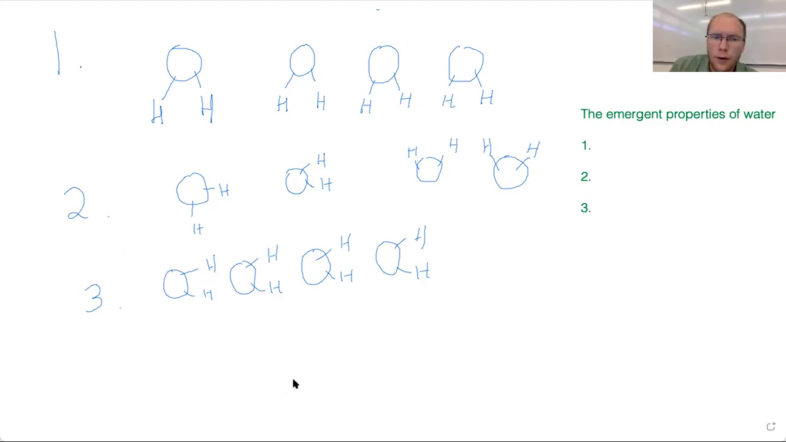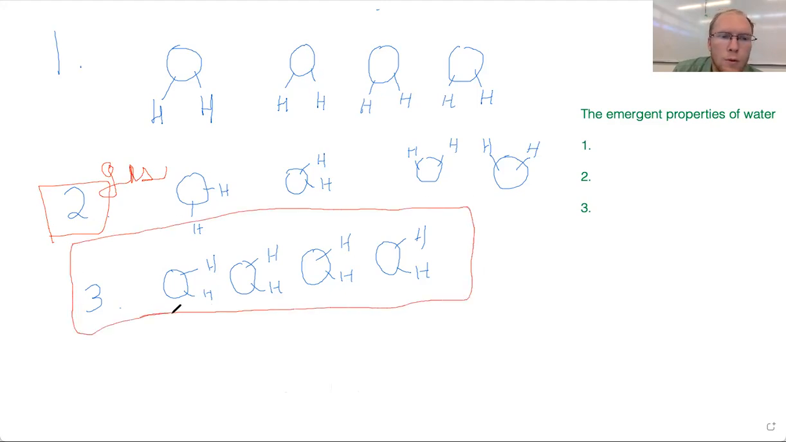Well, for those of you who said that it would actually be number 2, you're probably thinking of water vapor. So water vapor, like most gases, you probably remember, they actually diffuse and move around randomly. So they could be in any orientation. So this would be in the gas state. But the liquid state of water is actually going to look like this.